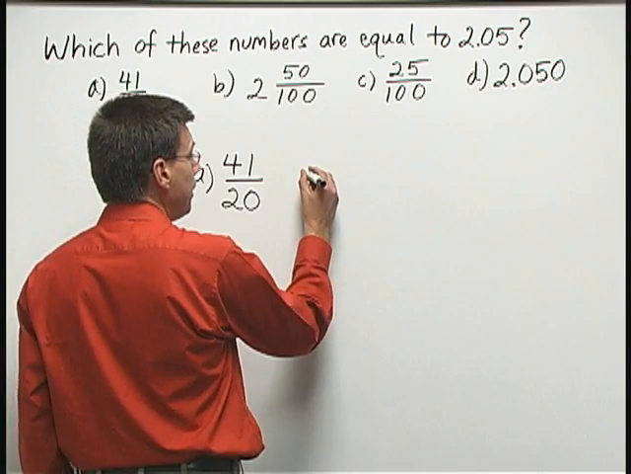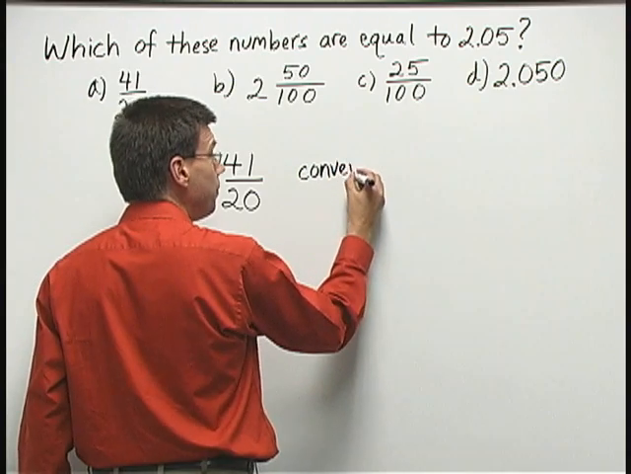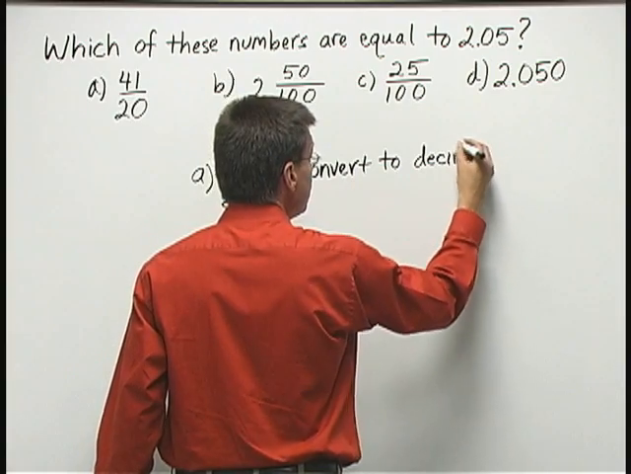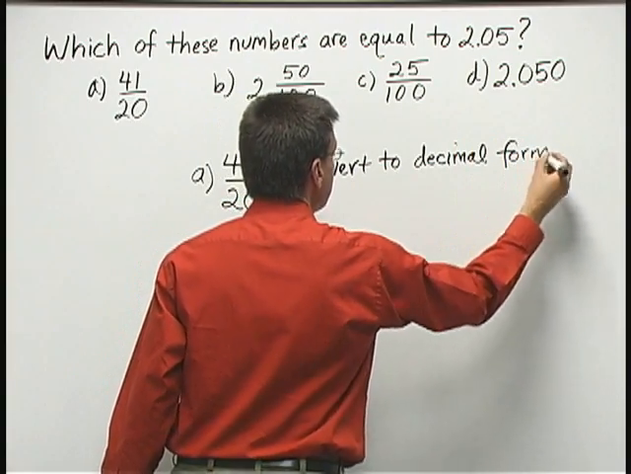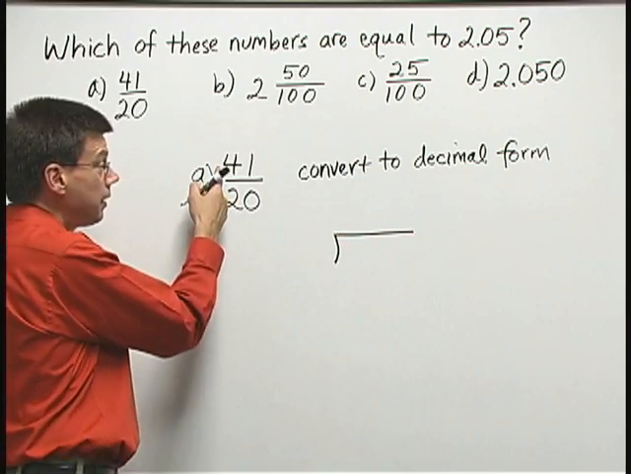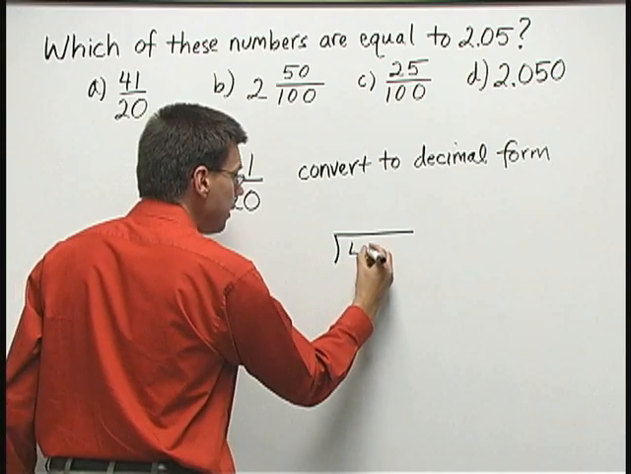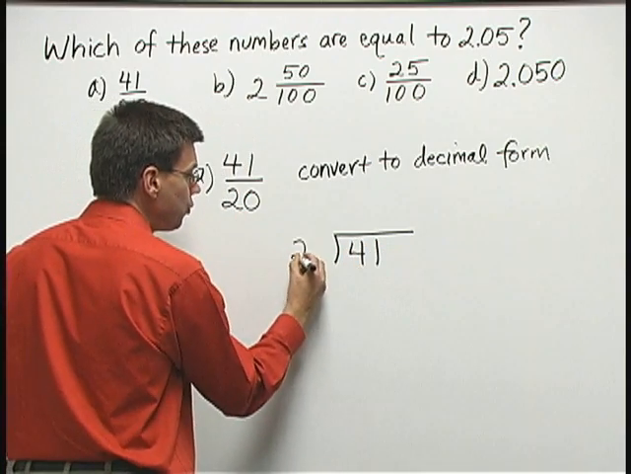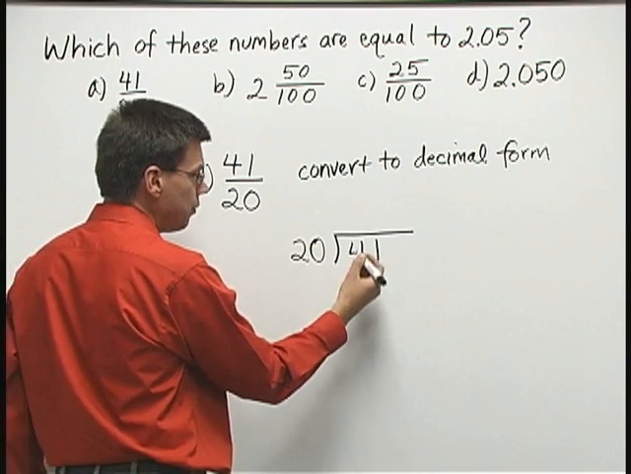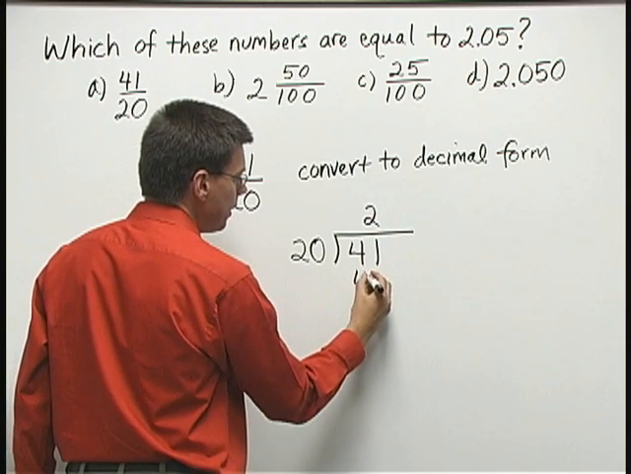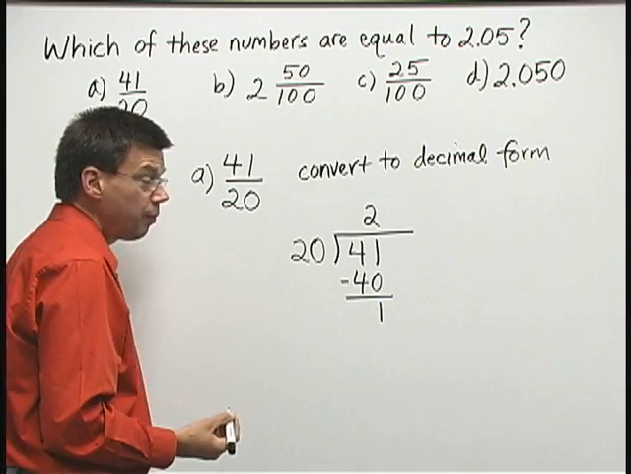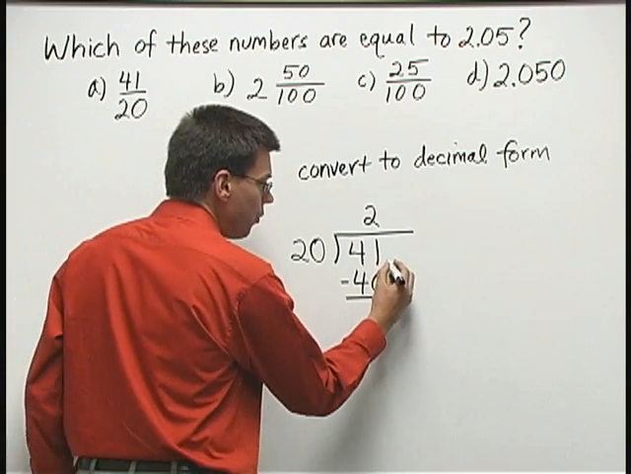Any fraction can be converted to decimal form by writing it as a division problem. We're going to do decimal long division here, where I take the number on top, 41, and divide by the number below, 20. Now, 20 goes into 41 two times. 2 times 20 is 40. Subtract, I get 1.